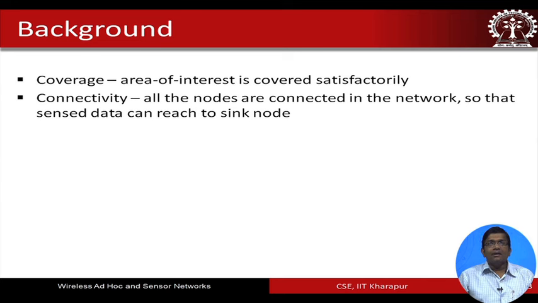There is another very allied or associated problem, the problem of connectivity. The problem of connectivity talks about the connectivity that has to be maintained between the different nodes, so that the sense data can eventually reach the sink node. And as we will see a little later, these problems of connectivity and coverage are linked with each other, and sometimes it is sufficient to ensure coverage, and automatically connectivity is also ensured.